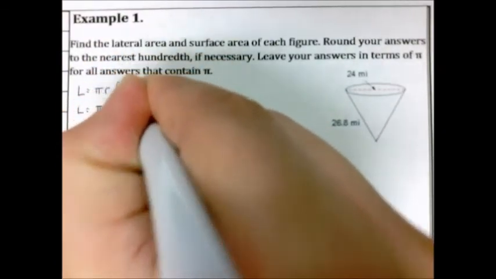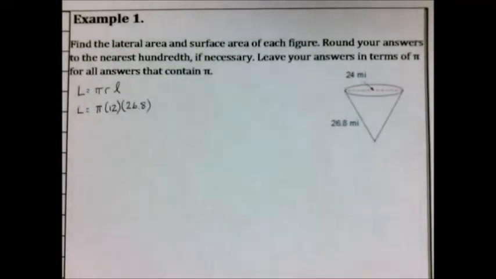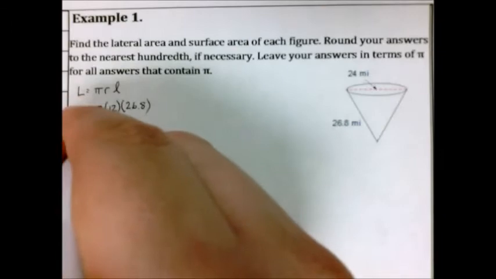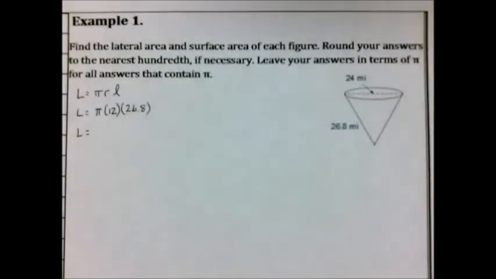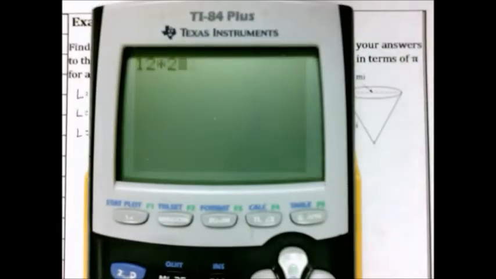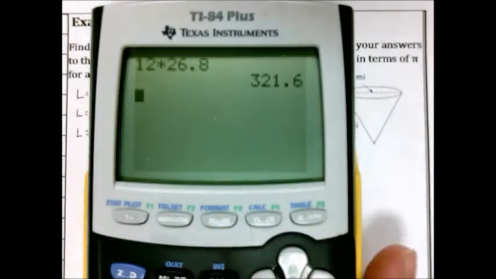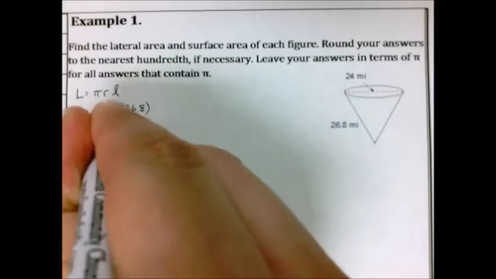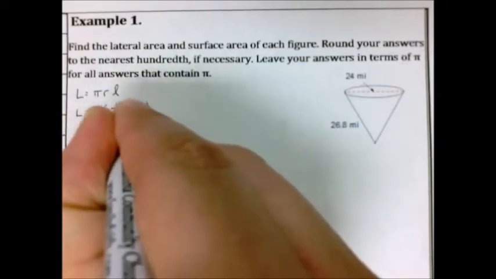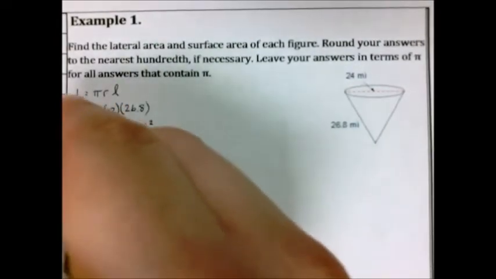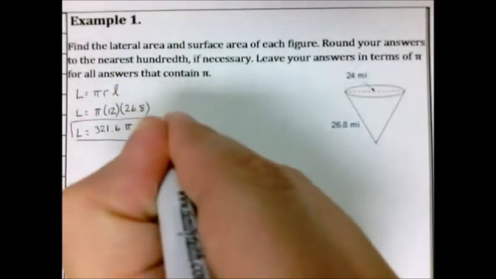Then all we have to do is multiply this out. Remember, we can leave this in terms of pi. So our lateral area is pi times 12 times 26.8. 12 times 26.8 gives us 321.6. So our lateral area is 321.6 pi miles squared. That's the very first step.